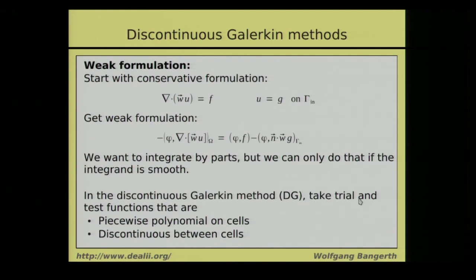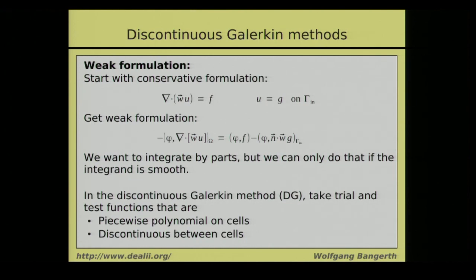So you start again with the conservative formulation diff(W) times U equals F, and you multiply it with a test function, so you get this weak formulation. We know that this was not stable if we used continuous finite elements. Now, we can modify this whole approach by allowing ourselves discontinuous functions. So we allow U to be a function that is discontinuous between cells, and then we also allow this phi to be discontinuous between cells.